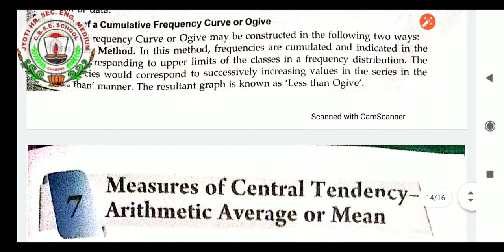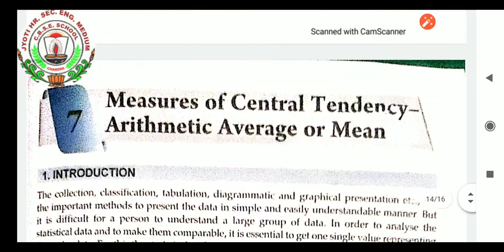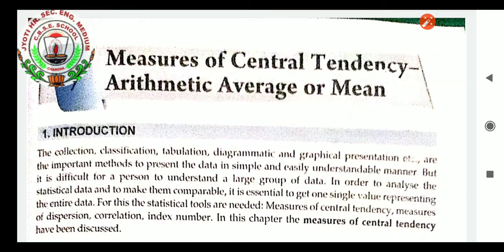So that is the ogive, the last part of the chapter. This curve we will not actually draw, students, so it is not important for us. The next chapter we will be proceeding with is measures of central tendency, arithmetic average or mean, which I will be showing in a practical way. So that will be our next chapter.